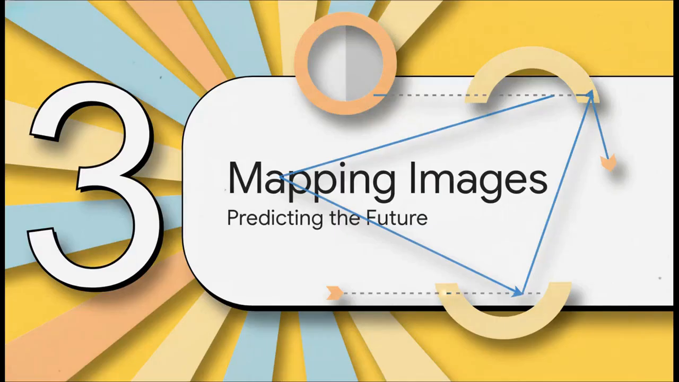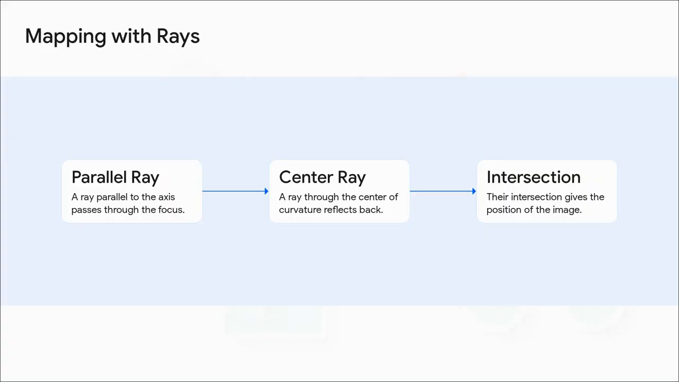That brings us to Section 3, mapping images with rays, basically predicting the future. Let's see how we can actually map these reflections out without needing a supercomputer. Ray diagrams are just this beautifully simple geometric tool. They let us predict exactly where a reflection will appear, how big it's going to be, and whether it'll be upside down. And the best part? You only need to draw two simple lines using some consistent rules.